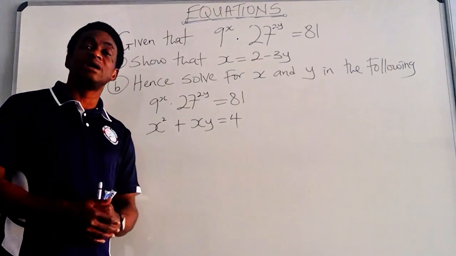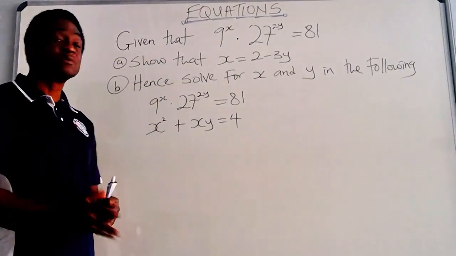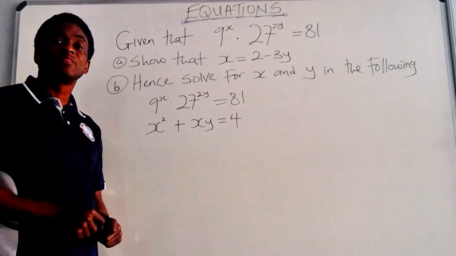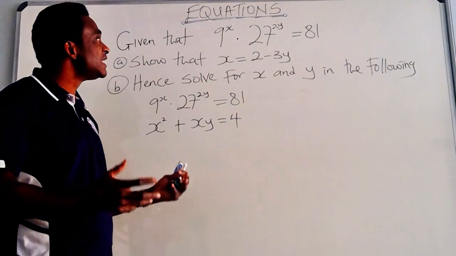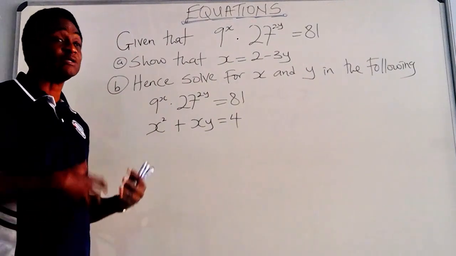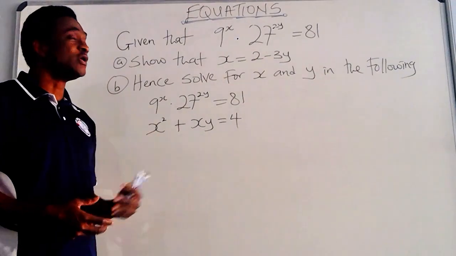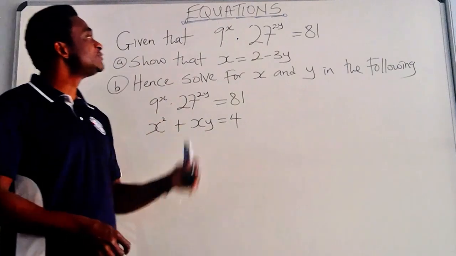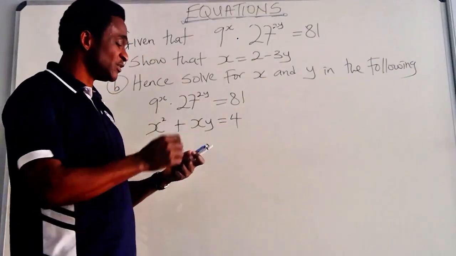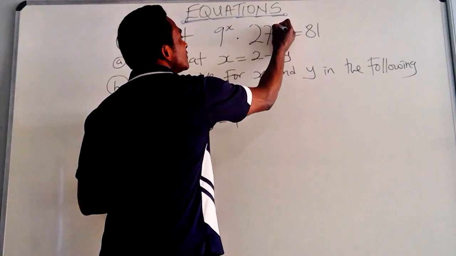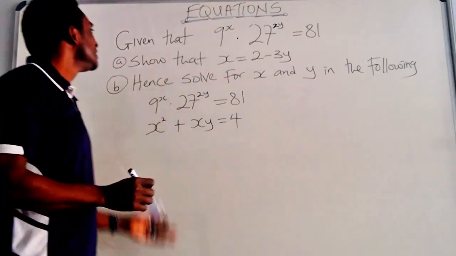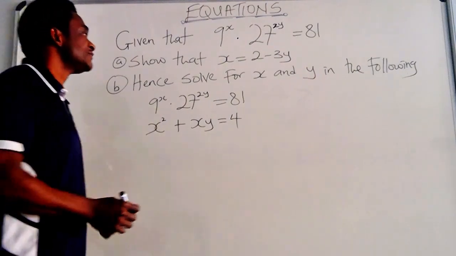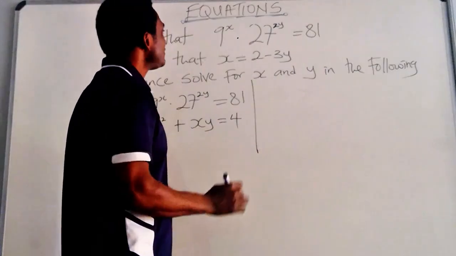Today we are going to look at equations. We are going to look at simultaneous equations that are generated from exponents. So we are having a combination of exponents that will lead us to solve for the unknown variables using simultaneous equations. Here we are given that 9 exponent x times 27 exponent 2y equals 81. The first question is asking us to show that x is equal to 2 minus y. So let's get to that.